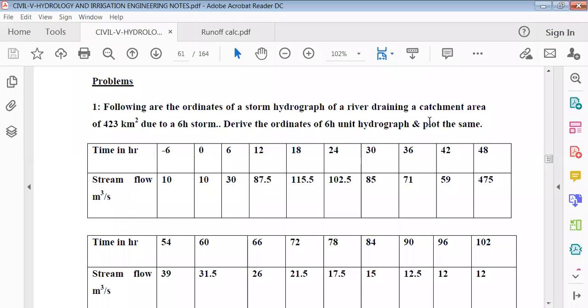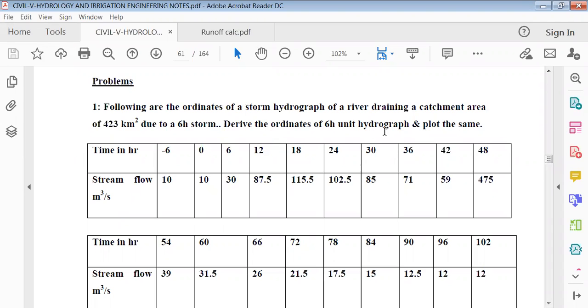Hello everyone. Now let us start with the problems on hydrograph. So we have already dealt with this concept of a hydrograph. A hydrograph is nothing but a discharge against time. Here's a problem wherein you're supposed to derive the unit hydrograph.